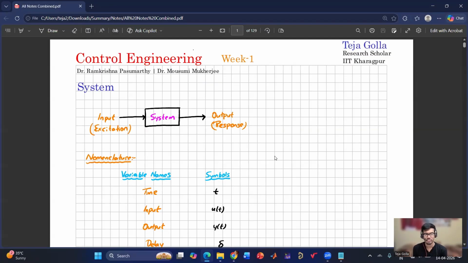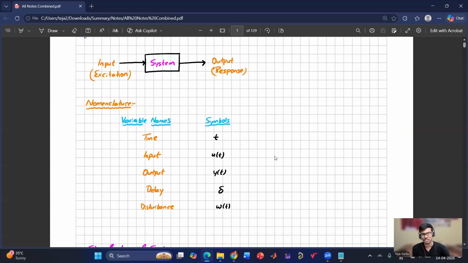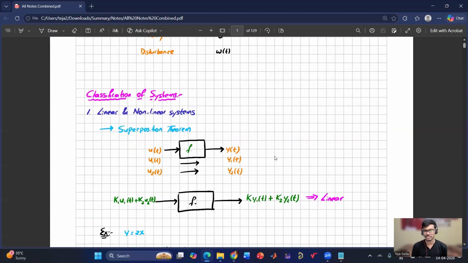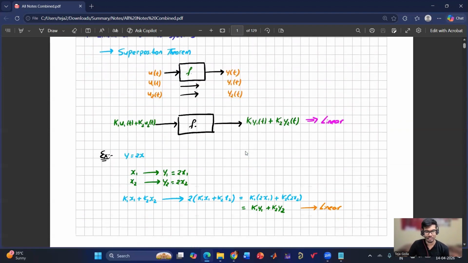What is a system? We defined the nomenclature, like what is input, what is output, and then representations for time, input, output, delay, as well as disturbance. Then we classified the systems because we also need to identify which system is given to us. Whether it is linear or non-linear, we can determine using the superposition theorem, and we explained that.